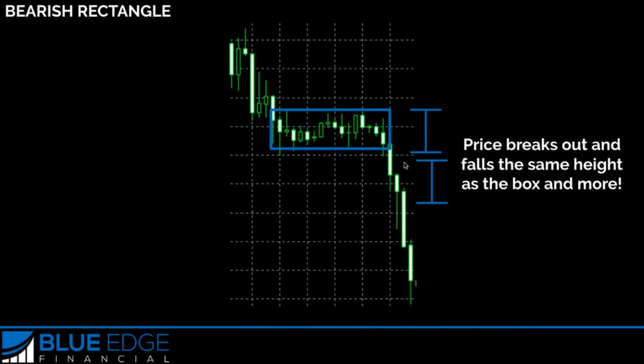So a good place to place your take profit, for example, could have been right here. You can see that in this example, it shot down even lower, but this is usually a pretty sure place to put your take profit. It would be the same height as this rectangle. You get in right here, and then your take profit would be right here.